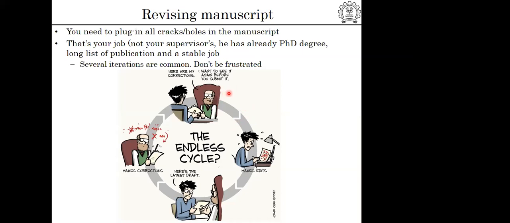All these things are going to be a revising manuscript cycle. You submit your work to your supervisor, he has some corrections, you correct it, then go back again. Typically, depending upon how busy your supervisor is, you may have one, two, three, four iterations of the manuscript. So don't be frustrated.